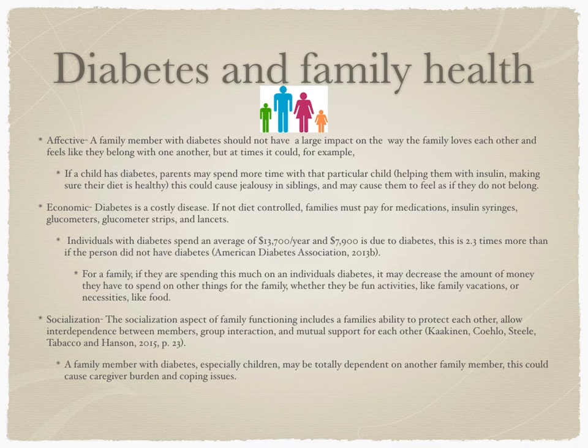In the socialization domain, according to Kakian, Coelho, Steele, Tobacco, Hansen, 2015, the socialization aspect of family functioning includes a family's ability to protect each other, allow interdependence between members, group interaction, and mutual support for each other. So, a family member with diabetes, especially if it's a child, but it doesn't have to be a child, may be totally dependent on another family member, and this could cause caregiver burden and coping issues because the family member that's caring for them is not getting that interdependence.